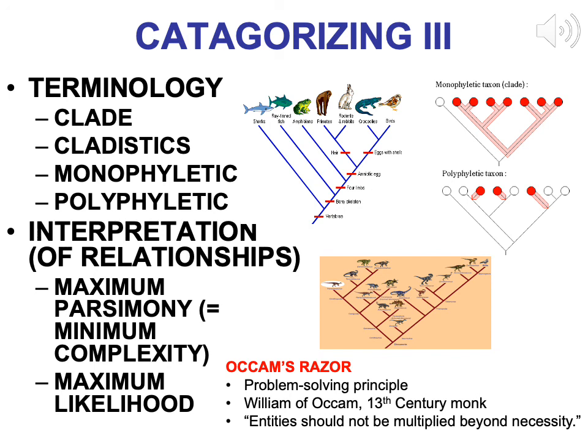So how do I resolve all that if I'm an evolutionary biologist? Well, there are a number of principles that guide evolutionary biologists in making these decisions. Two of them are listed below. One is called maximum parsimony, and the other is called maximum likelihood. Maximum parsimony equals minimum complexity.